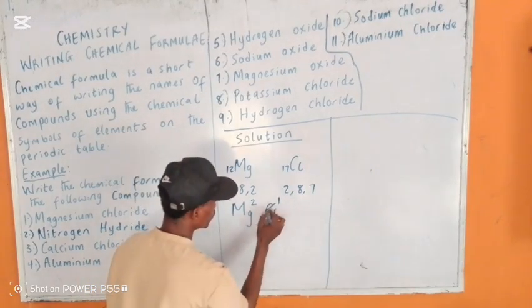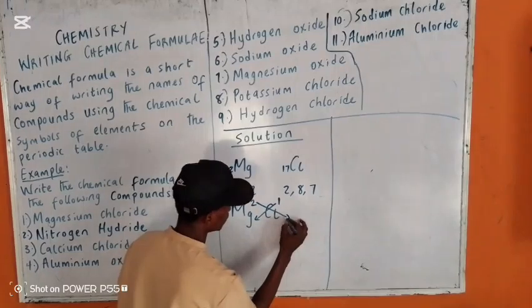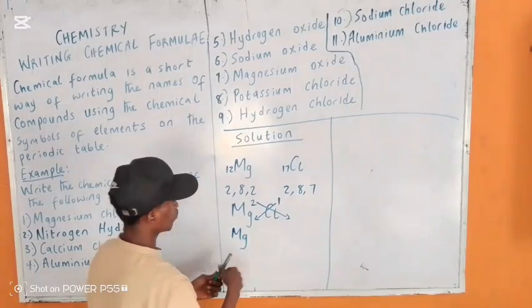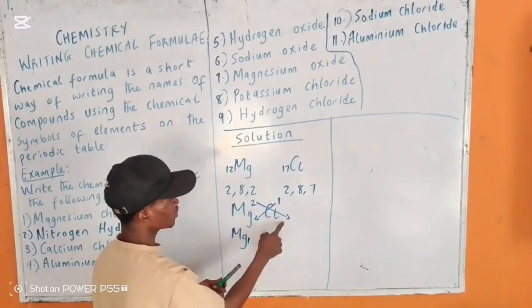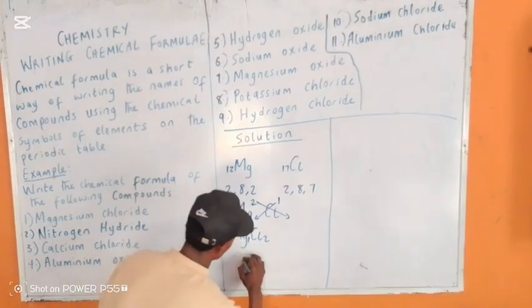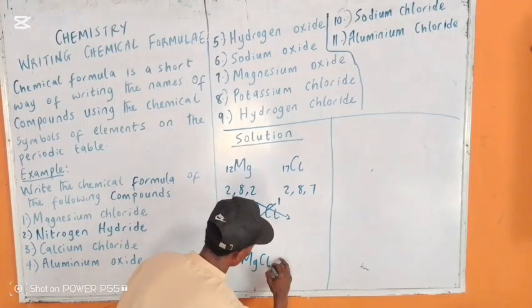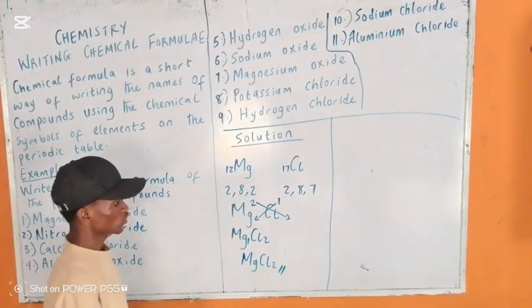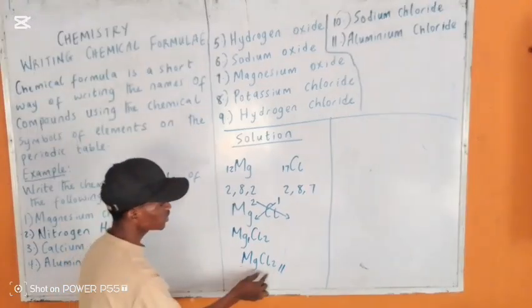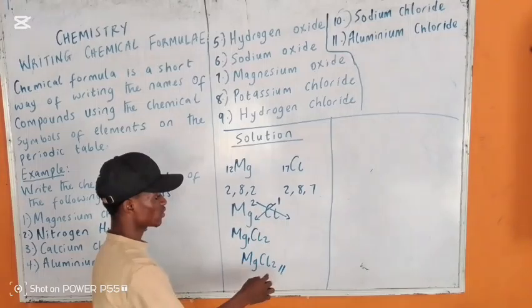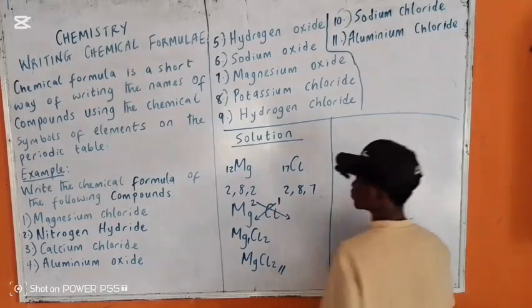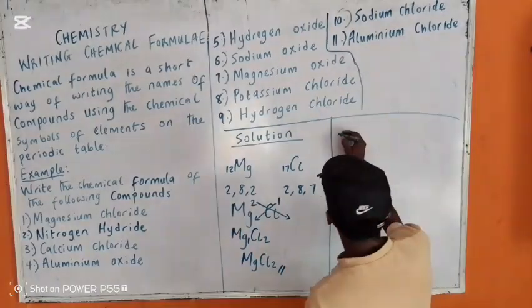So what's the next thing here? We cross it. We bring this one here and we bring this one here. So when this 1 comes here, we have 1 here. When this 2 comes here, we have Cl2. So finally we have what? MgCl2. Final answer. So this is the chemical formula for magnesium chloride. MgCl2. That is the chemical formula for magnesium chloride. This is number 1.